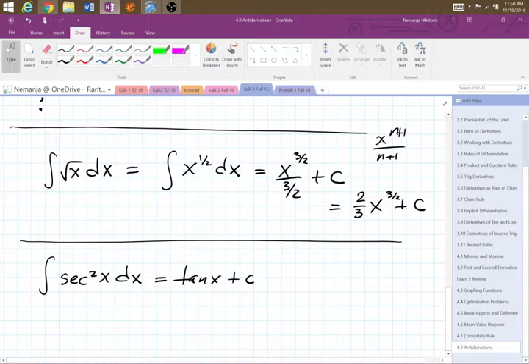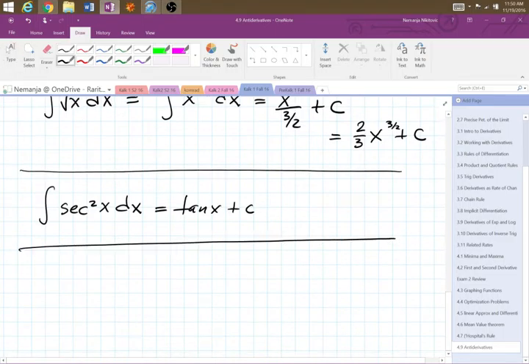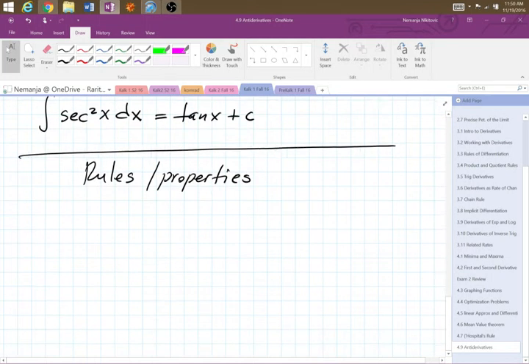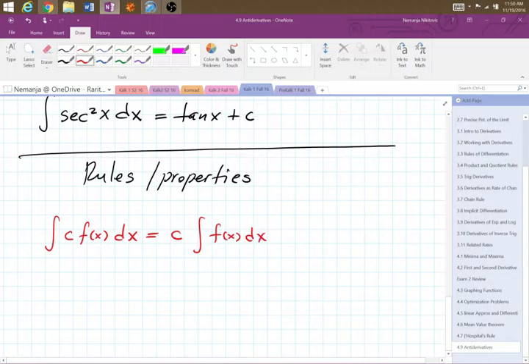Happy? Let's take a look at some rules so we can have more interesting problems. Rules, properties, whatever. Well, first one, let's try those rules. The integral of a constant times f of x dx is equal to, you kick the constant outside, and then you can just integrate.